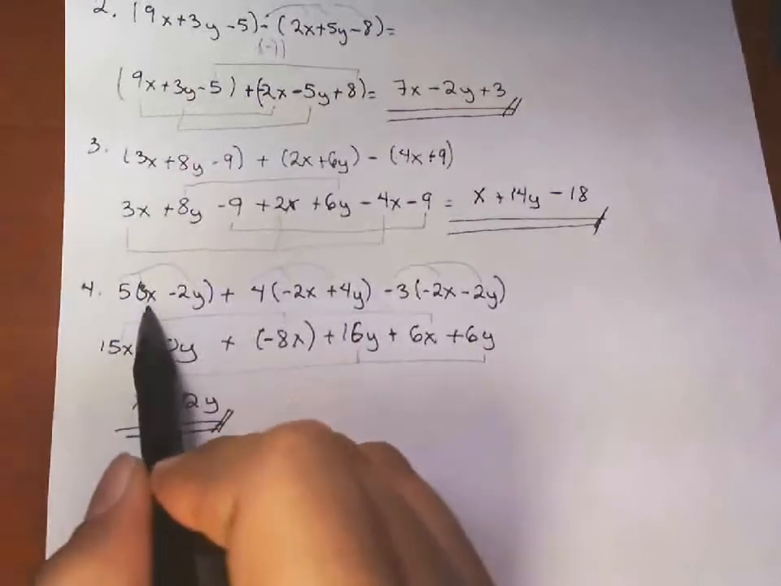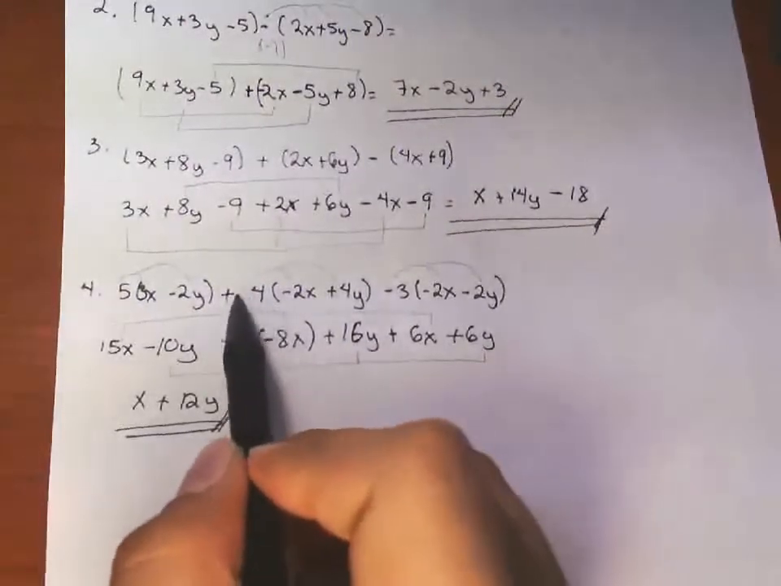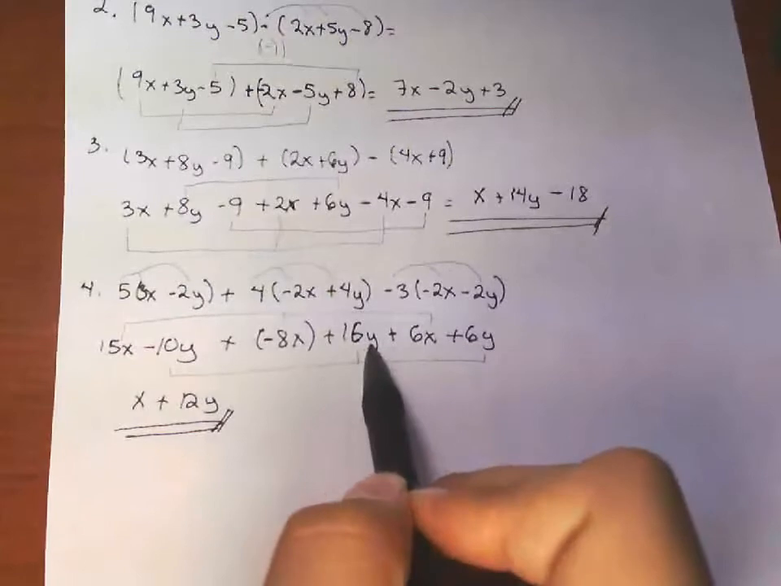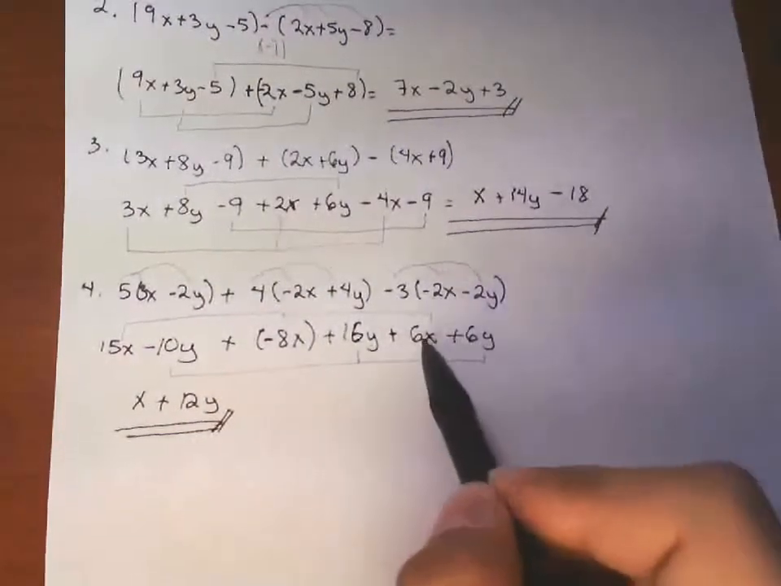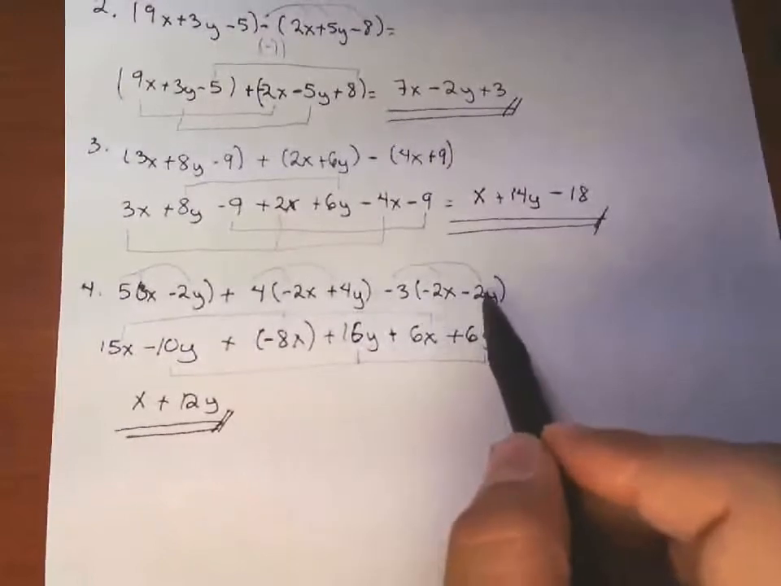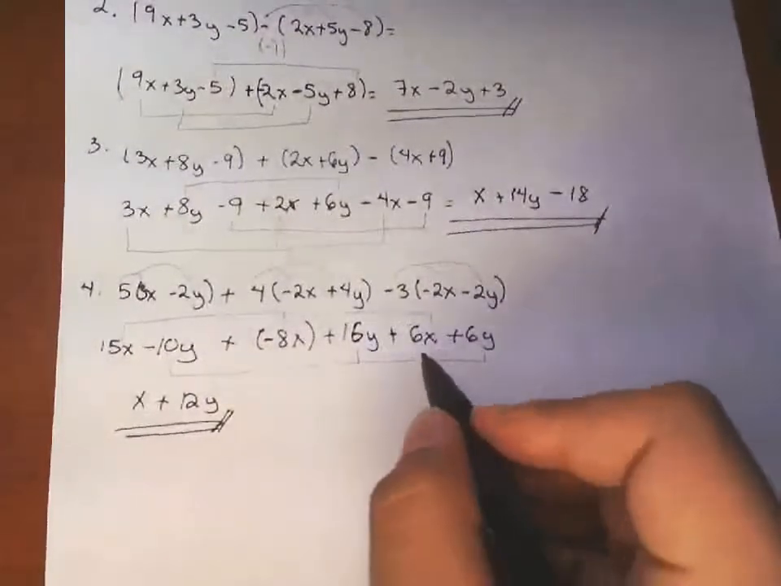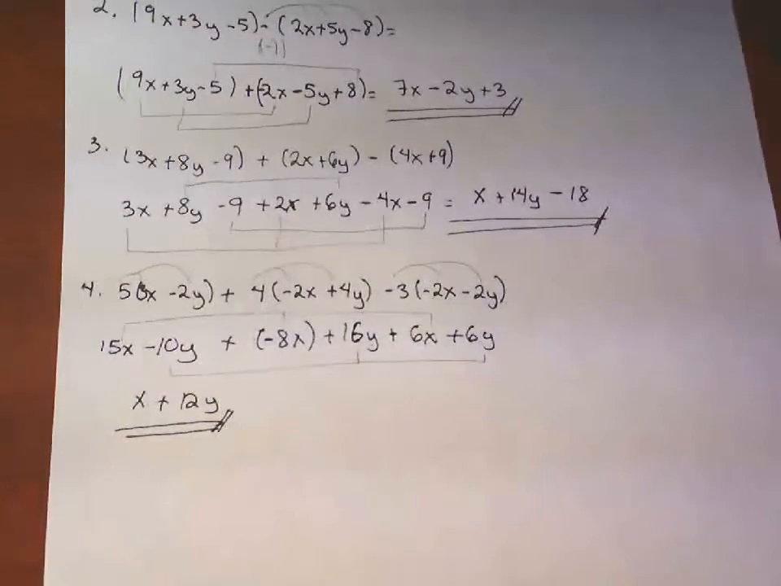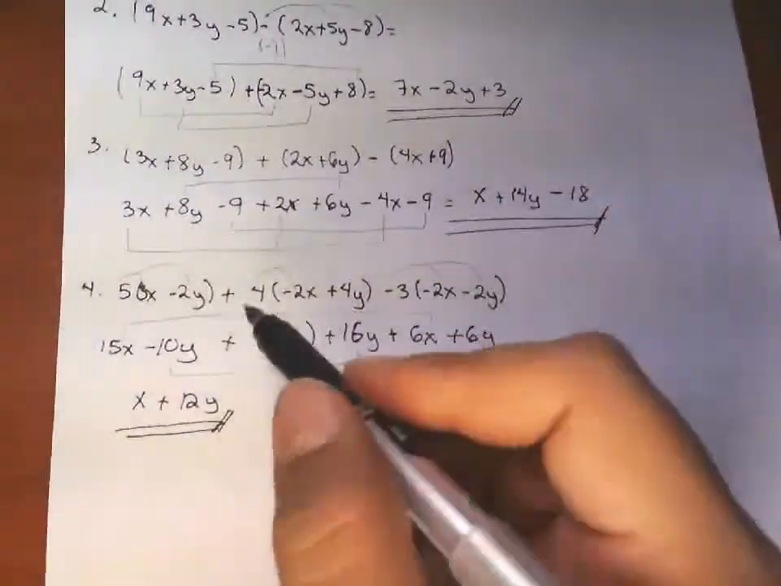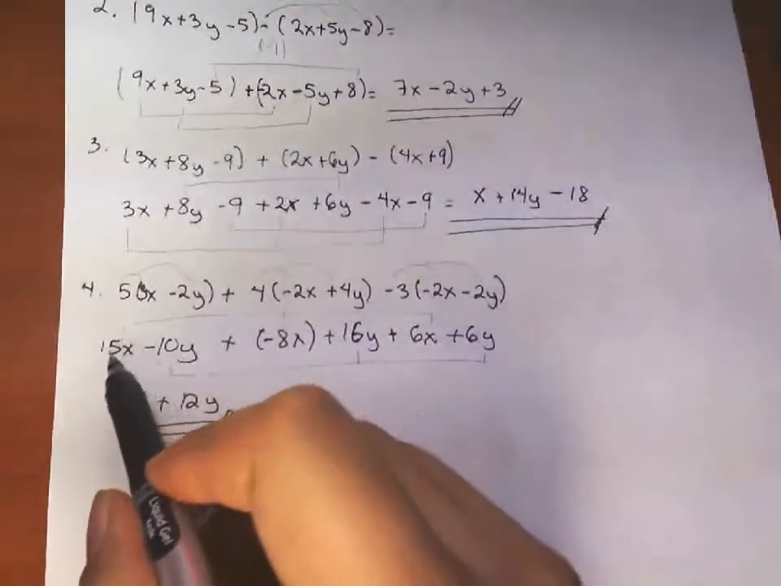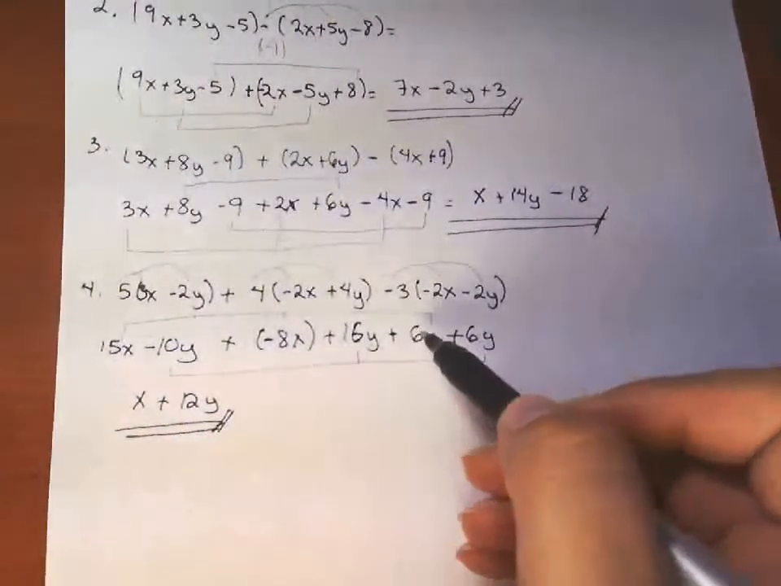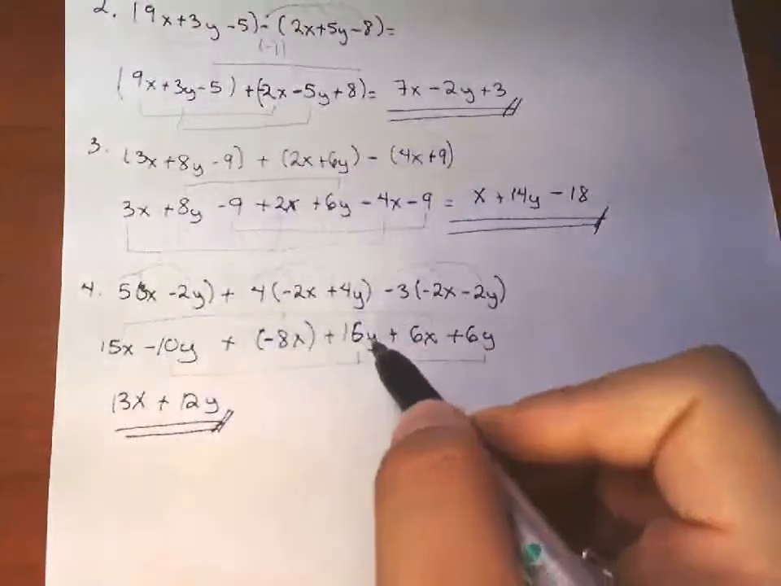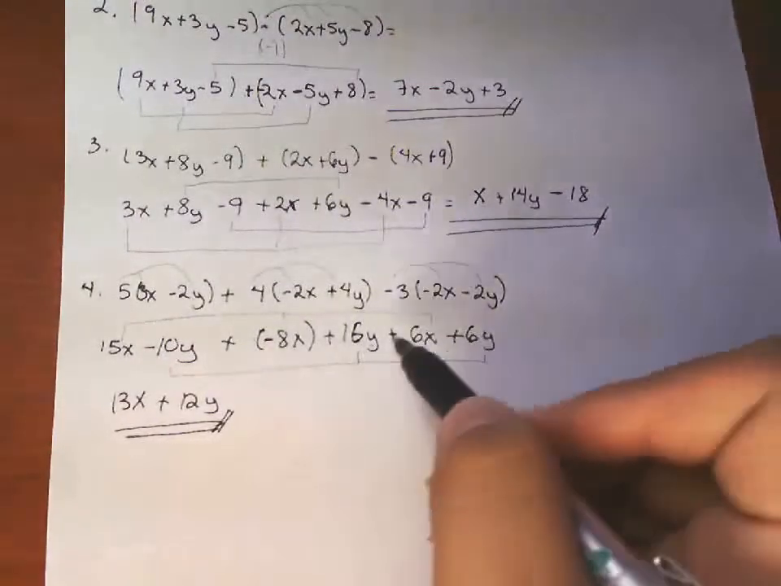5 times 3, 15x, 5 times minus 2, minus 10, 4 times minus 2, minus 8, 4 times 4, 16y, and minus 3 times minus 2, 6x, minus 3 times minus 2y, 6y. So we have to join all of these terms. Remember, terms that have the same variable, okay, with the same exponent. So we have 1, 2, 3 x's, which is actually 15 minus 8, 7, plus 6, 13x, okay? Then minus 10 plus 16, 6 plus 6, 12y.